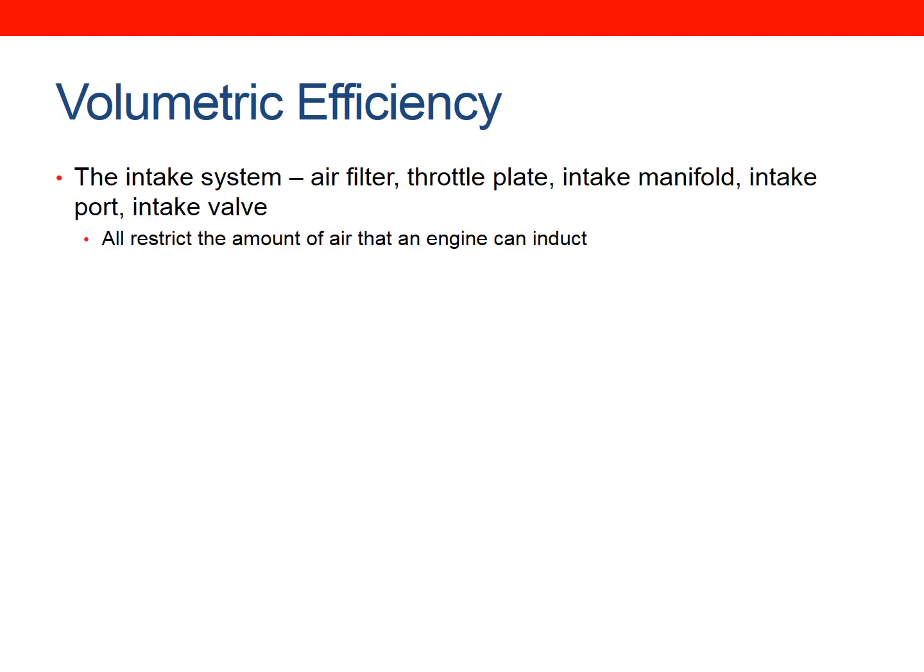So what is volumetric efficiency? Well, first, take a step back. The intake system, if you remember from the first lecture, is made up of several components. We've got the air filter, the throttle plate, the intake manifold, the intake port, and the intake valve. Now, all these components, important as they are, are really just restricting the amount of air that you can get into the engine. They're all creating pressure drops, which inhibit the airflow into the engine.